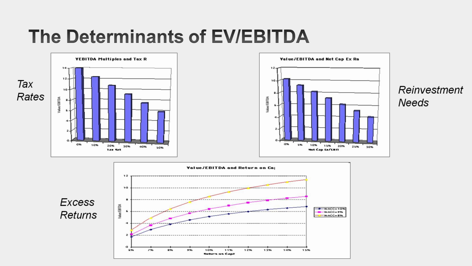Second, I kept everything else constant and changed the return on capital. Holding all else constant, the higher the return on capital, the higher the EV to EBITDA multiple. Companies that deliver high returns on capital should trade at much higher multiples of EBITDA. In fact, if you consolidate the return on capital and cost of capital into one measure, companies that deliver higher excess returns, earn over and above their cost of capital, should trade at much higher multiples of EBITDA.